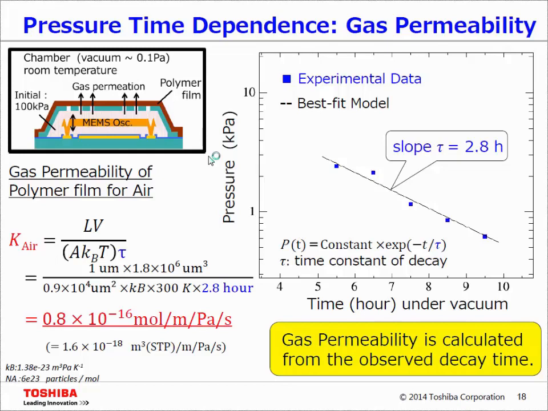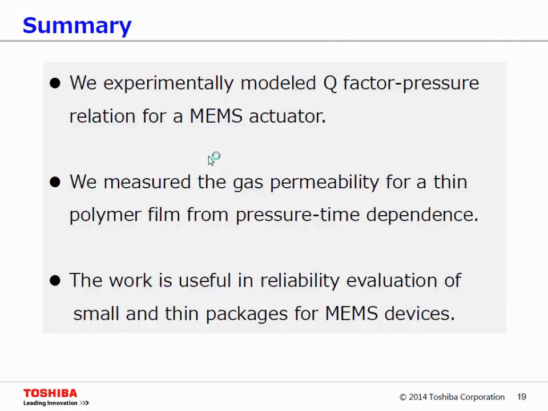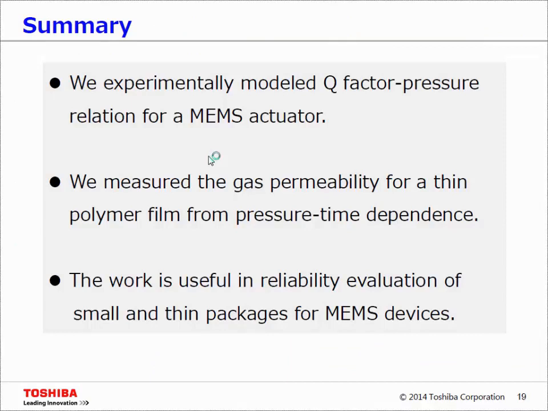And I use this parameter in this equation here, and with other geometric parameters and temperature, I can actually calculate the permeability. That is around 1 times 10 to the minus 16 mole per meter per pascal per second. I'm just going to demonstrate that with this method we can calculate the gas permeability. This was quick. So this is a summary of my talk. Experimentally we have obtained a model for the Q factor pressure relation for a MEMS actuator, and we measured the gas permeability of a thin polymer film from the pressure time dependence.